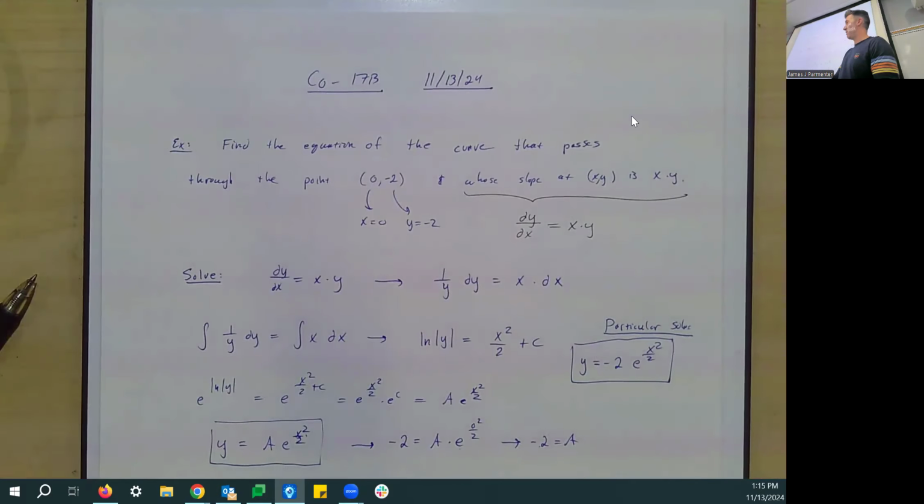But honestly, I think the hardest part about that problem is recognizing what those words mean, right? They're saying, oh, the slope at the point (x, y) is x times y. That means dy/dx is equal to x times y. And the rest of it is relatively straightforward as far as solving a differential equation.